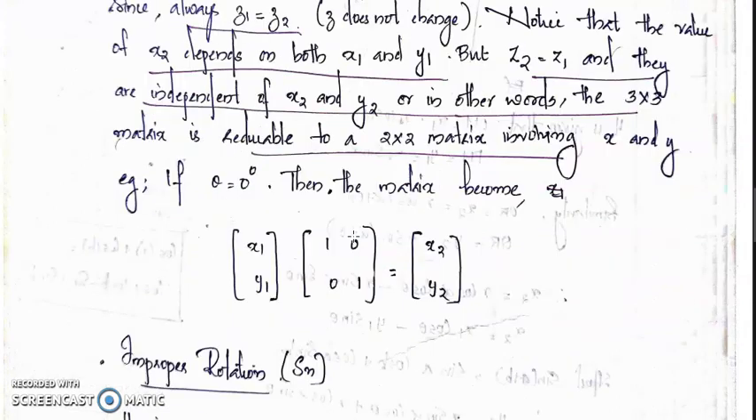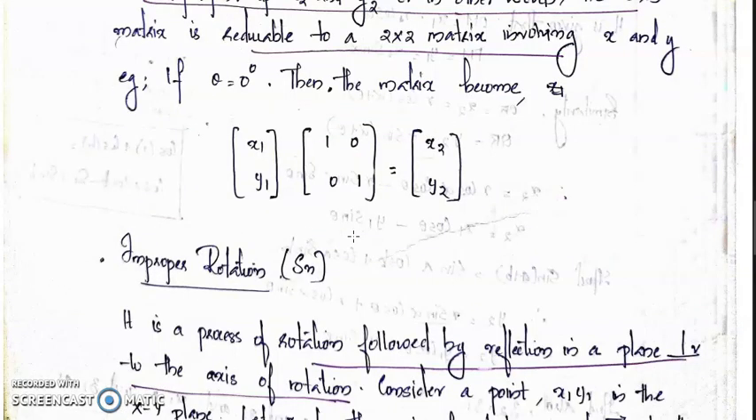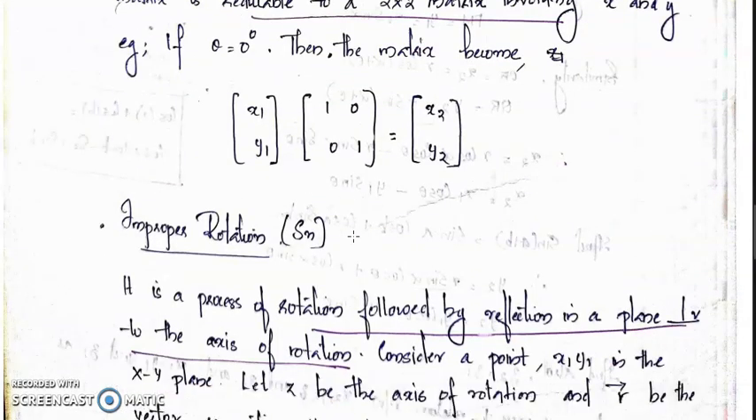And now we can find out the same, that is, the matrix representation for improper axis of rotation. And improper axis of rotation, what do we mean by improper axis of rotation? It is a rotation followed by reflection in a plane perpendicular to the axis of rotation.